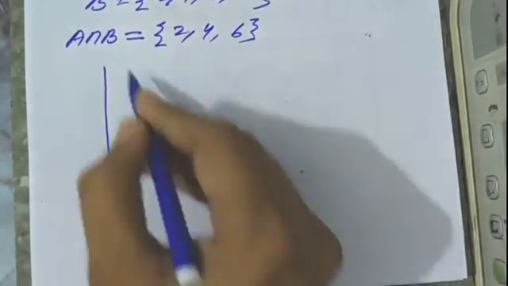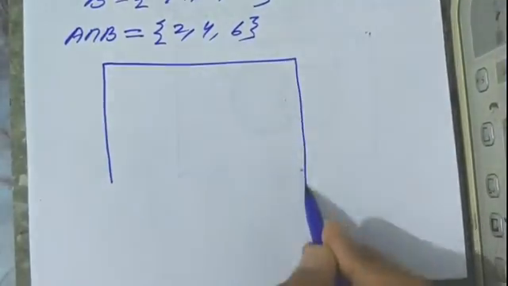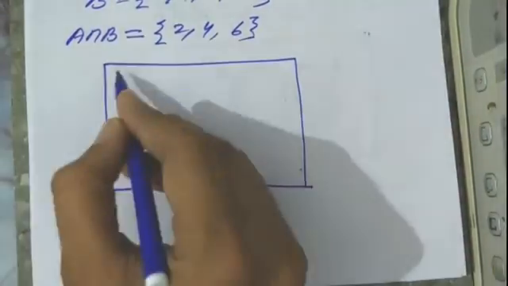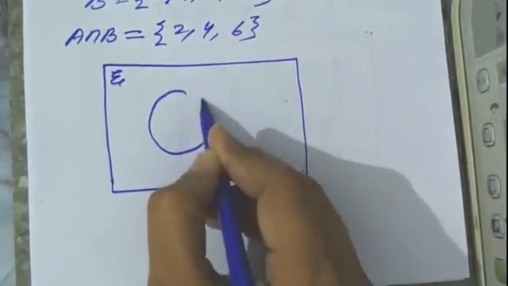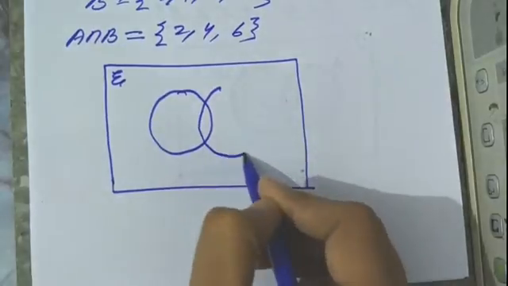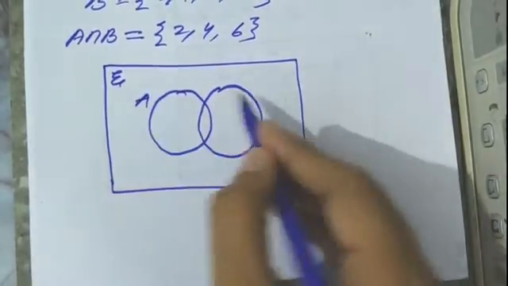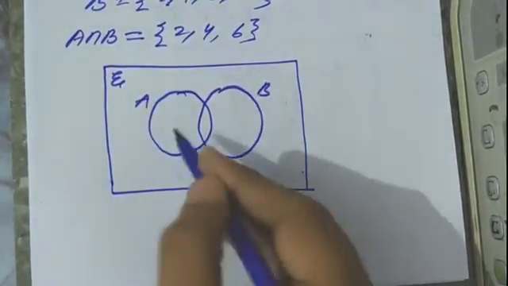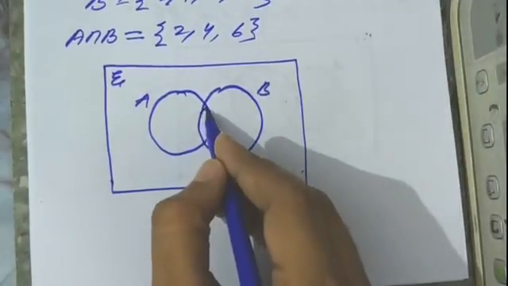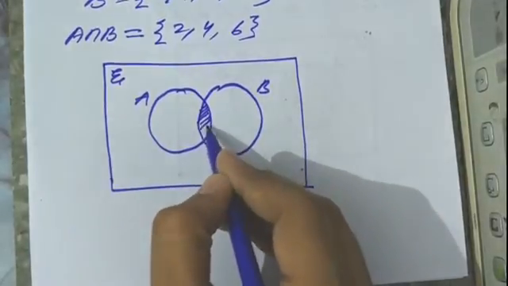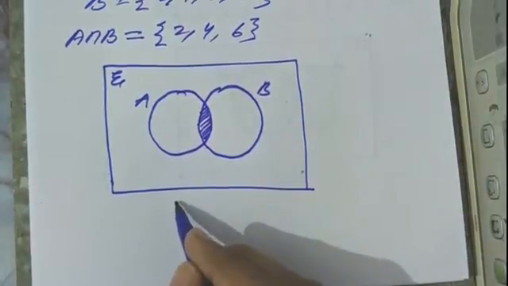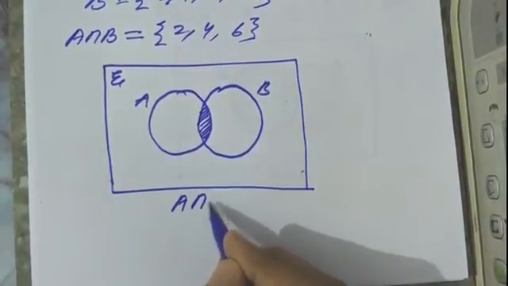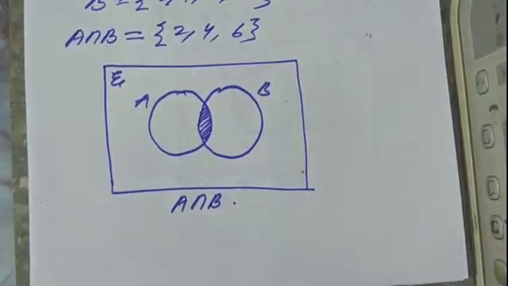Now let us represent it in a Venn diagram. As we have taken a rectangle, this is the universal set, with 2 intersecting circles showing sets A and B. So we take only the common portion between them in the case of intersection. So this is the diagrammatical representation of A intersection B.